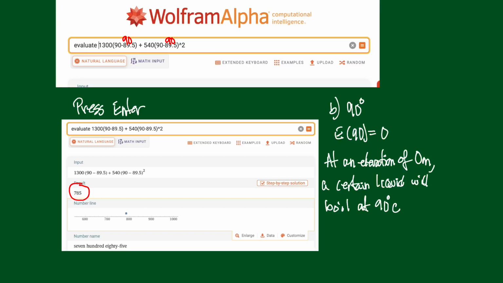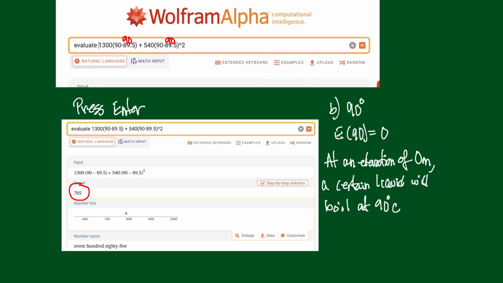Now, can you see what's going to happen here? At 90, what do you get? Well, 90 minus 90 is 0. 1,300 times 0 is 0, plus 540 times 0 squared is 0. This whole thing comes out to be 0. Now, you can certainly use Wolfram Alpha or your calculator to do that, but look to see what number you're going to put in first and just see what's going to happen. I can see that that's going to be 0, so E of 90 is 0.